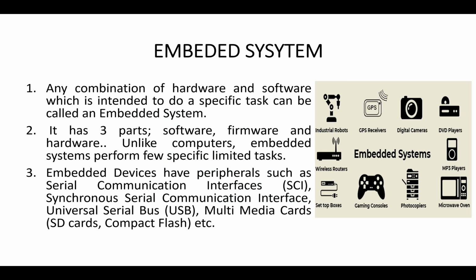An embedded system is a combination of hardware and software intended to do a specific task. It has three parts: software, firmware, and hardware. Unlike computers, embedded systems perform a few specific, limited tasks. Embedded devices have peripherals such as serial communication interfaces, universal serial bus, multimedia cards, SD cards, and compact flash.